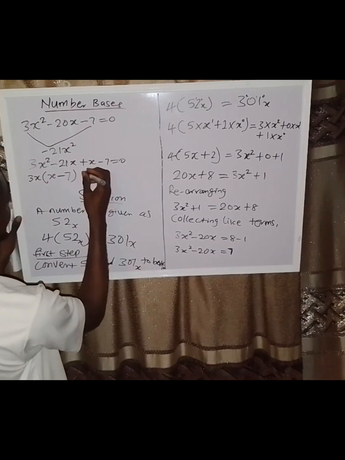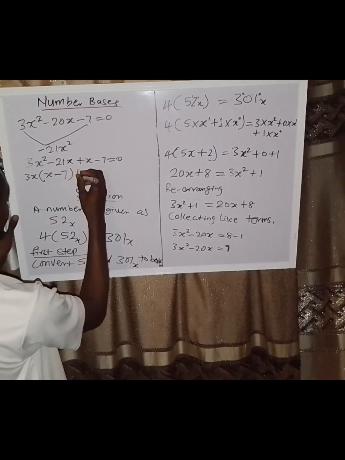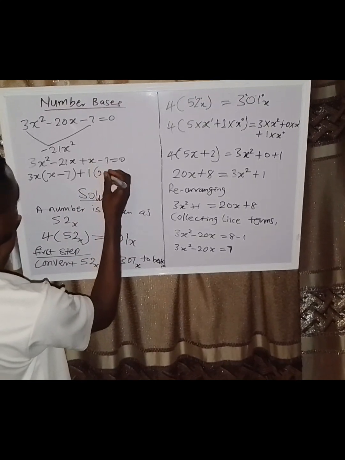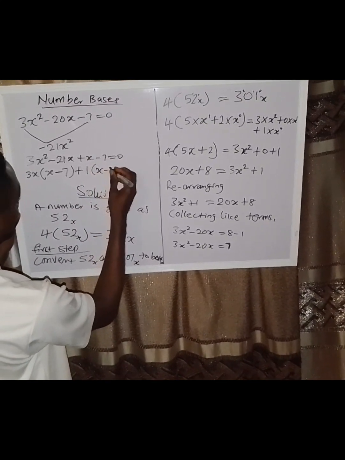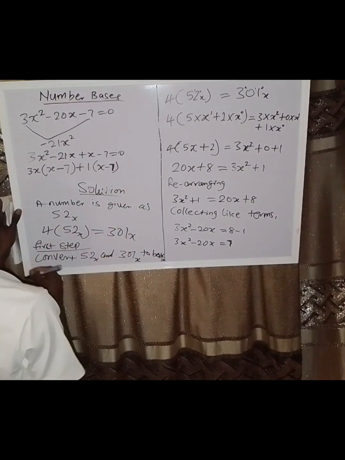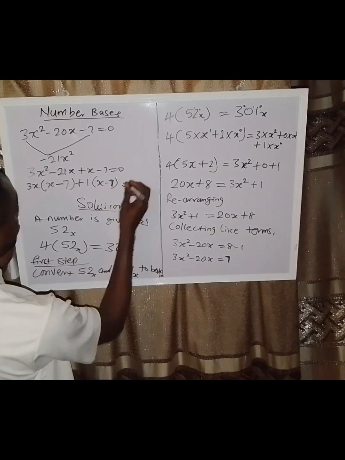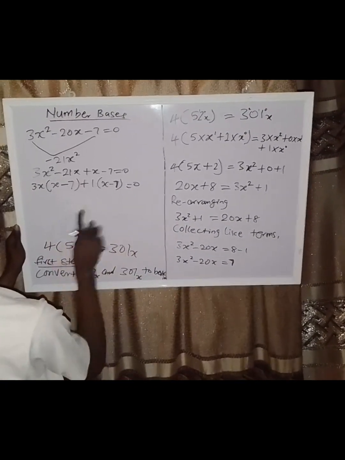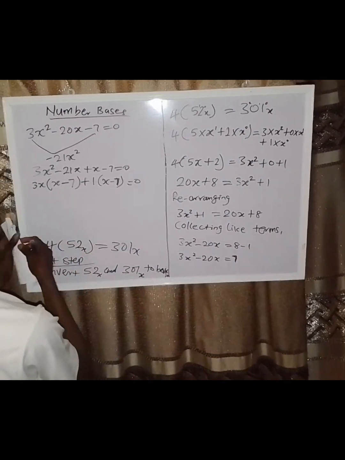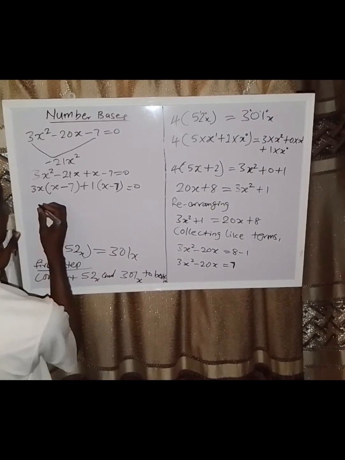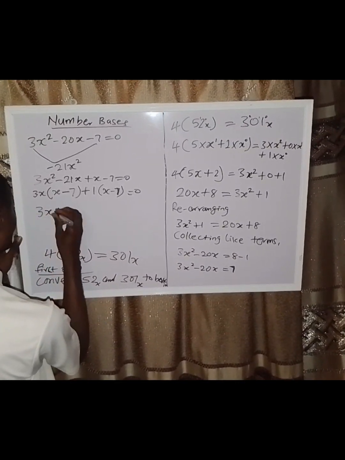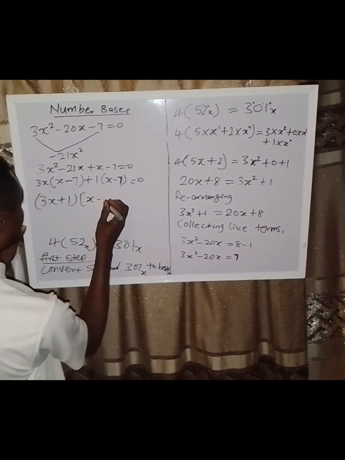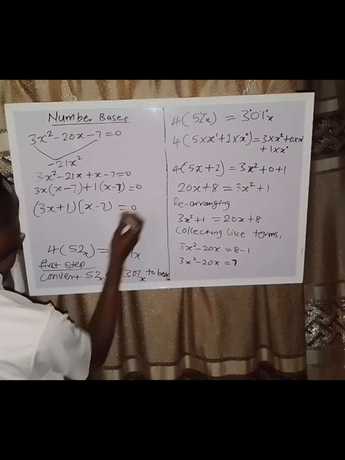So what is common here? 1 is common. Open your bracket. What is remaining here? We have x minus 7, right? Is equal to 0. So let's continue from here. Now we have 3x plus 1. Since these values are the same, we take 1. x minus 7 is equal to 0.